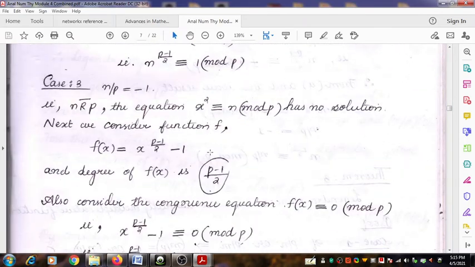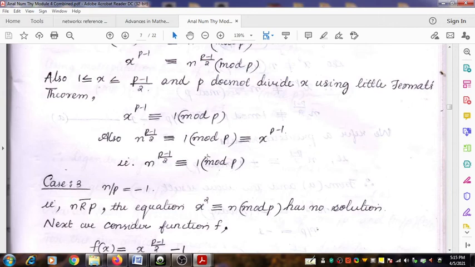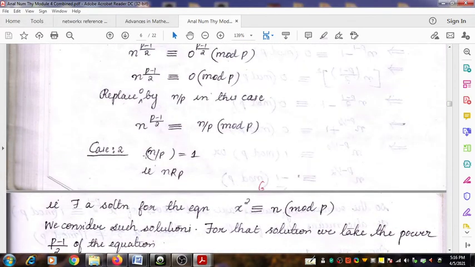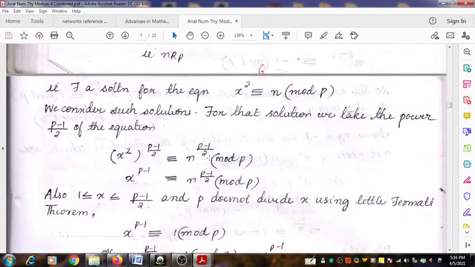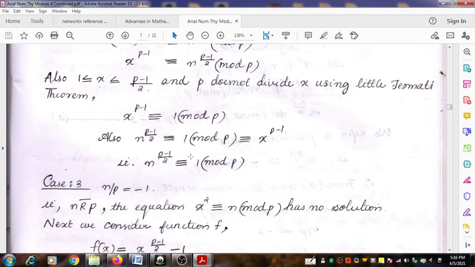Therefore, in all these cases, you can see that in the second case also, n raised to (p minus 1)/2 is congruent to 1 mod p. In that case, in the beginning we have taken (n bar p) equal to 1. Therefore, this 1 can be replaced by (n bar p). Thus, in case 2, n raised to (p minus 1)/2 is finally congruent to (n bar p) mod p.